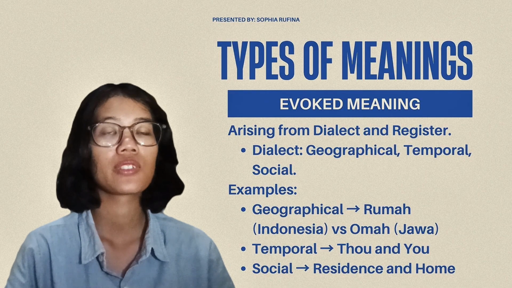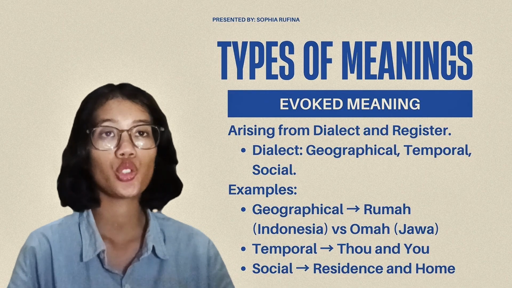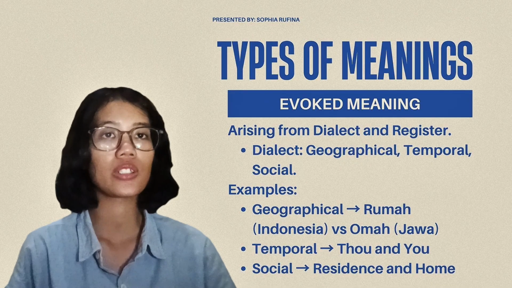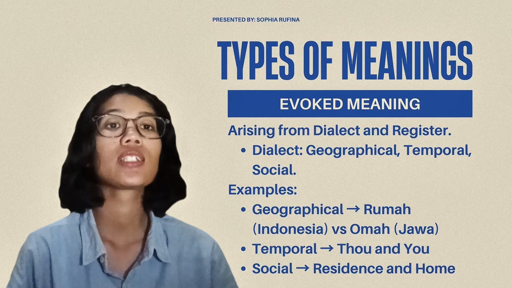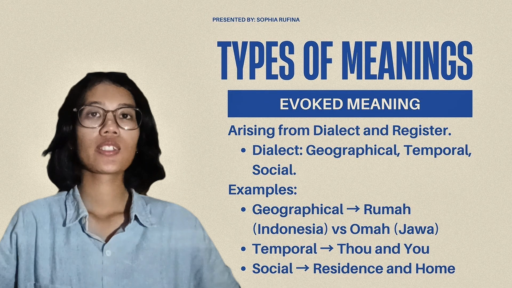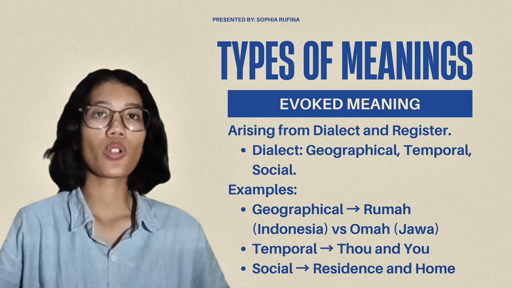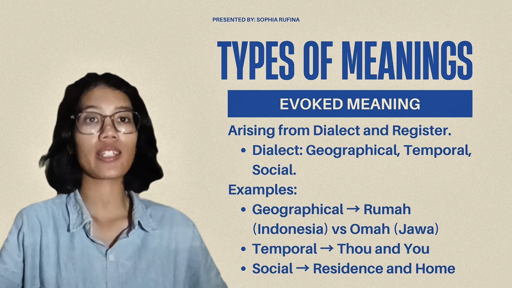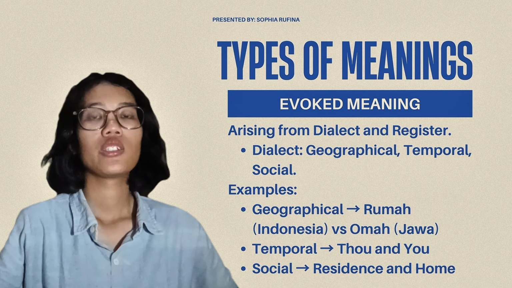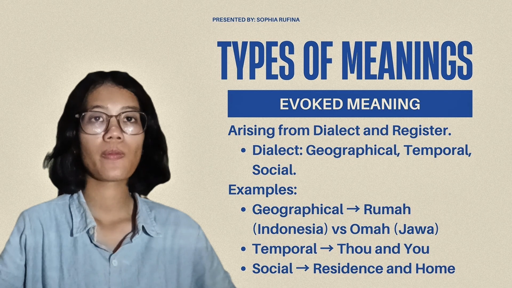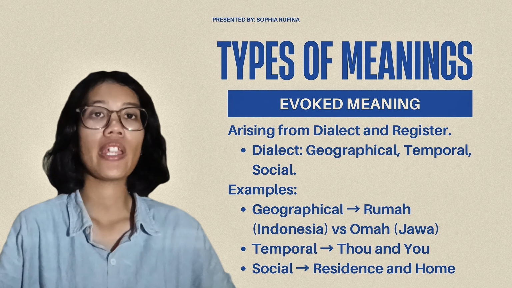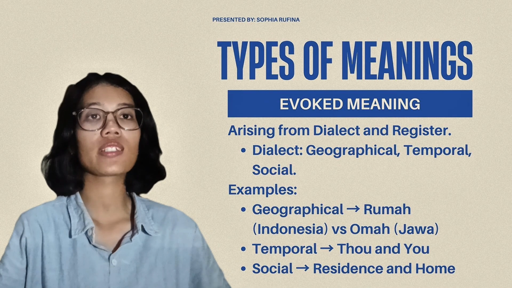Temporal, or time. The words thou and you. Thou evokes an older time period, and you is the modern word. Social refers to words used by different social classes or groups within a society. The words residence and home. Both words describe where someone lives, but they evoke a different social status.